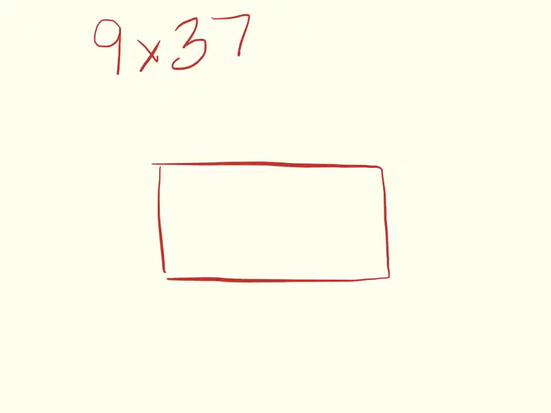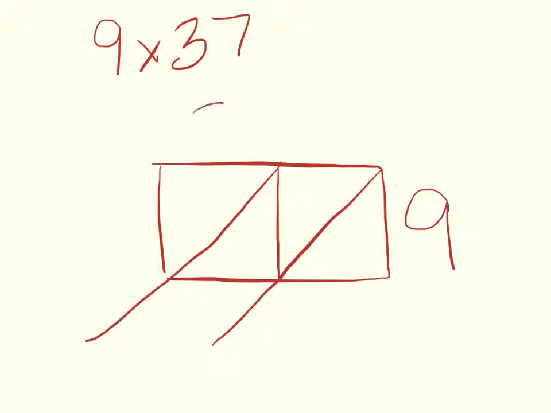Our next problem is 9 times 37. Oh my goodness. 9 times 37. So I'll draw out my lattice box. I'll place my lattice pieces in and say 9 times 37.